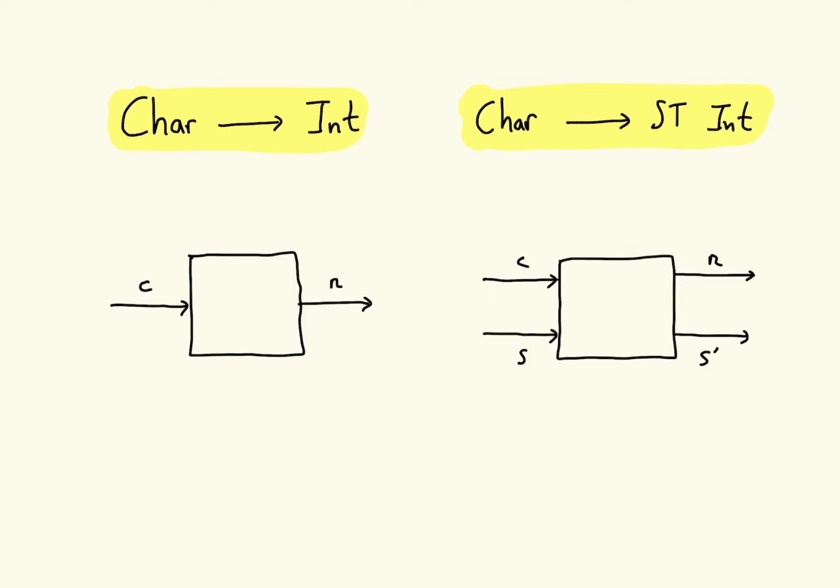So these two pictures here show you the essential difference between functions of these two types. With the first one, we've just got a single character coming in and a number coming out. Whereas with the second one, we've got the same character coming in, number coming out, but under the hood, we've also got a state being manipulated as well. And what I'd like to do is get you to think about this in terms of things being hidden and things being revealed to you. So let's have a look at the idea here.